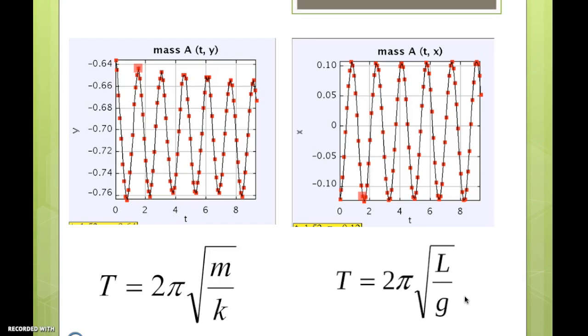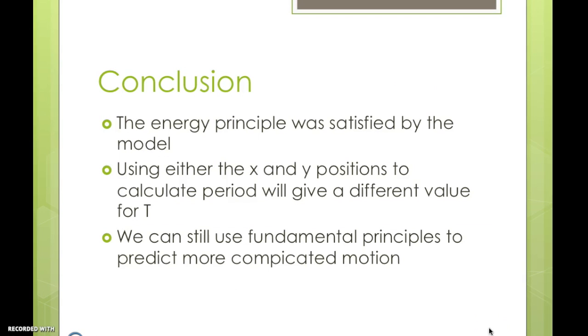As these two graphs from Tracker show, the periods from the oscillations in the y direction or the x direction are slightly different. This is due to the fact that they depend on different properties of the system. The oscillations in the y direction depend on mass and spring constant, which is what I used in the lab, and the oscillations in the x direction depend on the length and gravity.